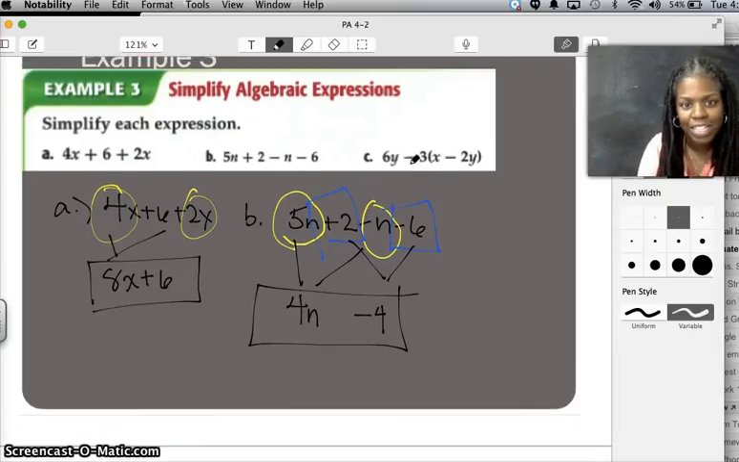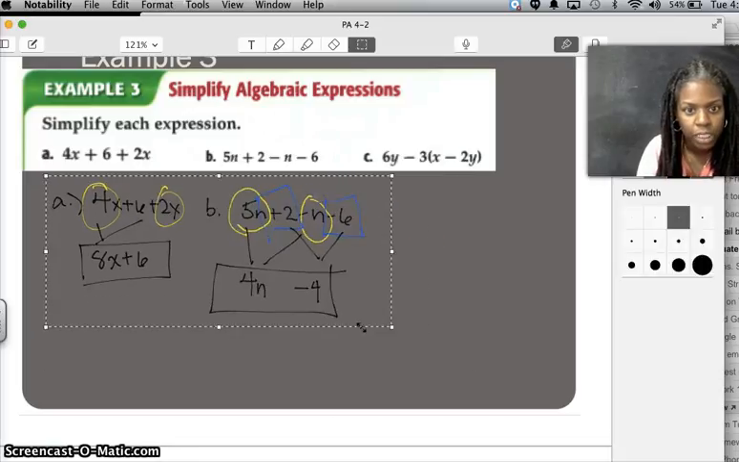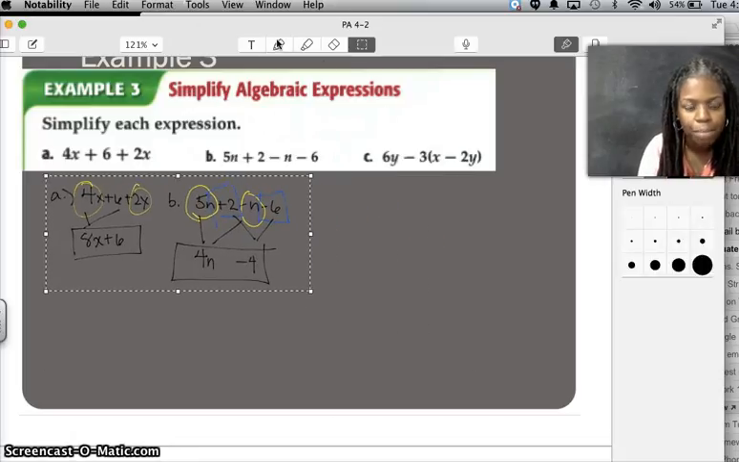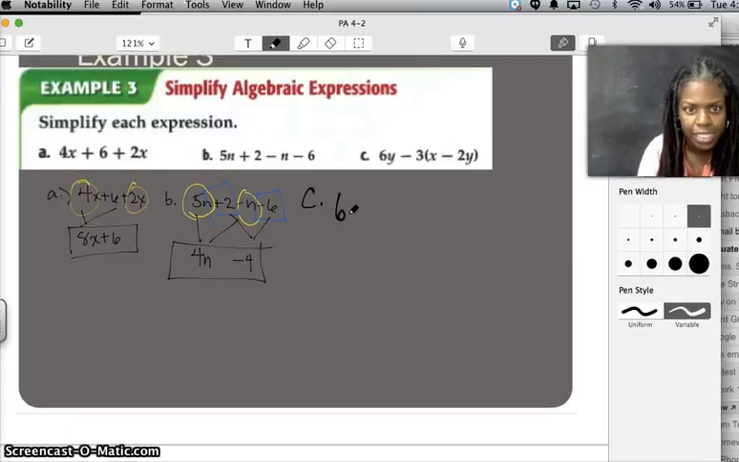And let me do this last one. This one probably needs the most room. So here's what I'm going to do. I'm not going to erase it, but I am going to shrink it. Get it out of the way a little bit. And let's go ahead and look at this part C. Part C gives us 6y minus 3 times the quantity of x minus 2y.